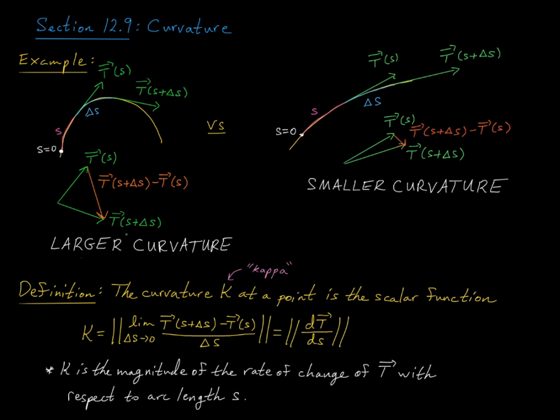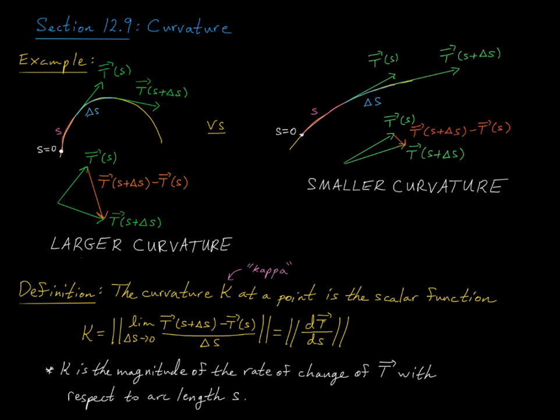We're going to define the curvature, which is indicated by the Greek letter kappa at a point, to be the following scalar function. We're going to define it to be the magnitude of the derivative of the unit tangent vector with respect to arc length. Keep in mind that when we differentiate a vector function, we get another vector function, and you see here by definition the curvature is the magnitude of that corresponding vector function. So that in turn gives us a scalar function.